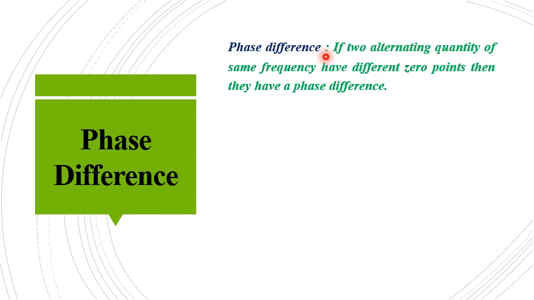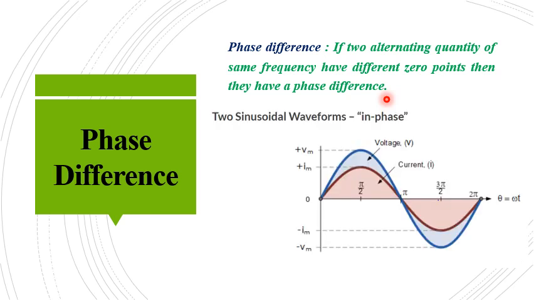So phase difference is, if two alternating quantities of the same frequency have different 0 points, then they have a phase difference. The phase difference is calculated between two alternating quantities, and the requirement is that they must have the same frequency. The magnitudes may be the same or different. So take a look at the following figure.